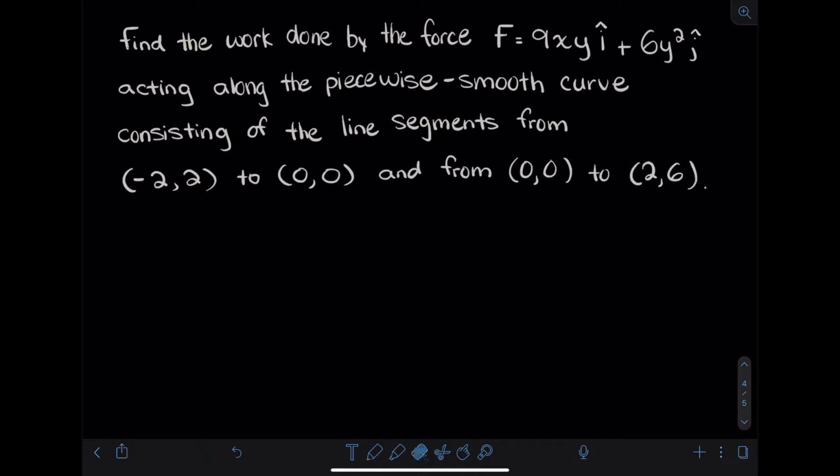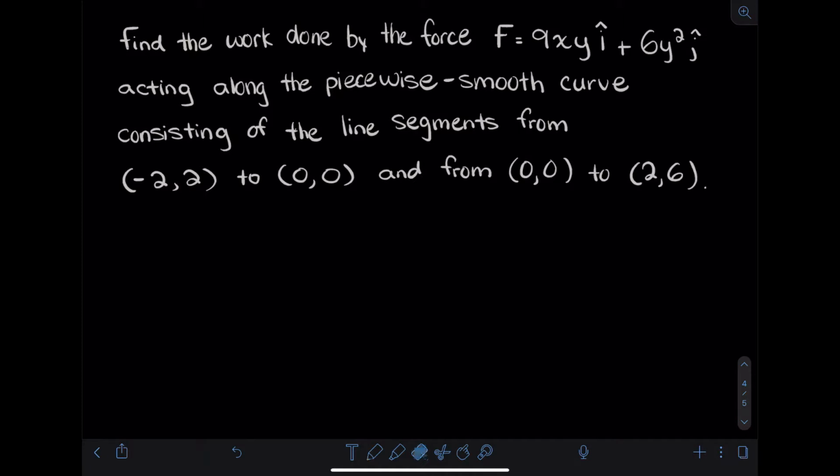Now, even if you haven't done physics before, you can think of work as just being the integral function of force. So really, it's an application question, but you don't really need to know any physics in order to do this. So let's break this down piece by piece.